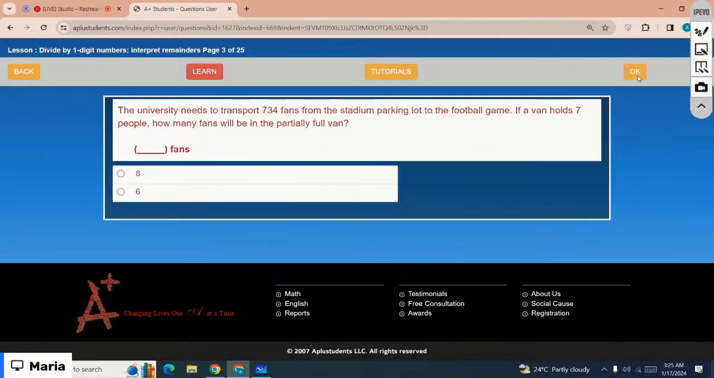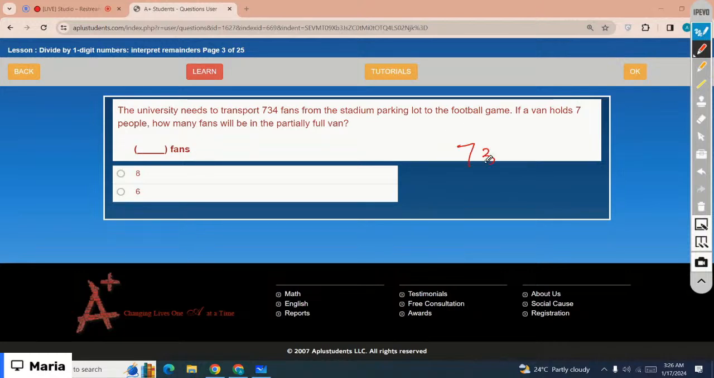The university needs to transport 734 fans from the stadium parking lot to the football game. If a van holds 7 people, how many fans will be in the partially full van, right? So the total fans they have to transport is 734 and one van holds 7. You have to see how many of them were in the last van, right? So simply divide. 7 times 1 is 7. 7 take away 7 is 0. Now you have 3, and 3 is less than 7.